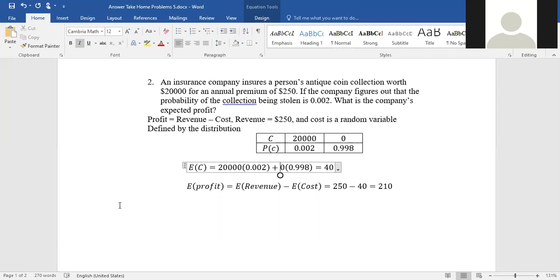Now, in this business, what will it cost the insurance company to conduct this business? The cost now is a variable because it depends on whether the coin is stolen or not.